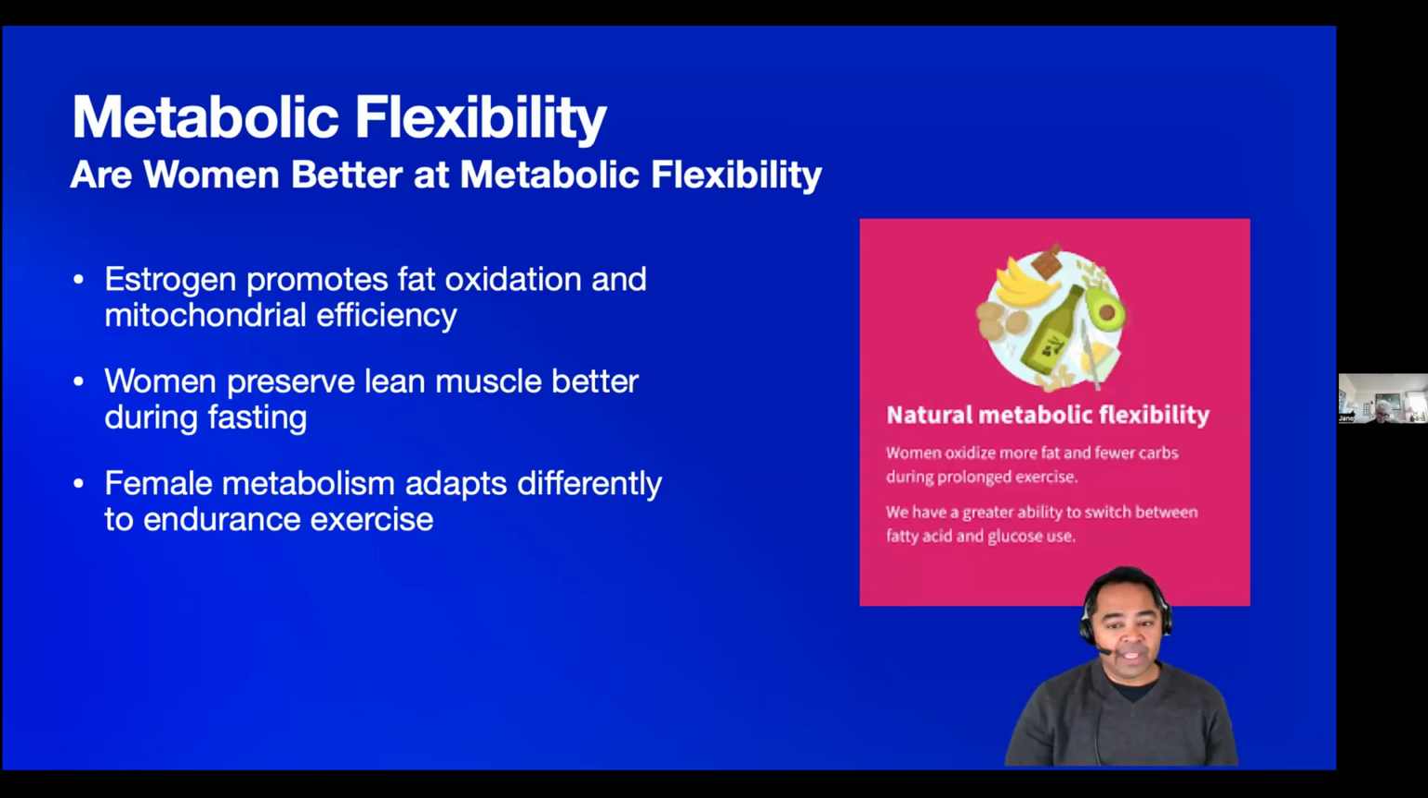Interestingly, and you'll like this, women are actually better at metabolic flexibility than men. In your hormonal milieu, estrogen promotes fat oxidation and mitochondrial efficiency. Part of this may be related to the hormonal changes of childbirth, and that's why estrogen really just supports that. But it's really an interesting finding. Women preserve lean muscle mass better during fasting, so men during fasting will tend to lose muscle faster than women do. And female metabolism adapts differently to endurance exercise.